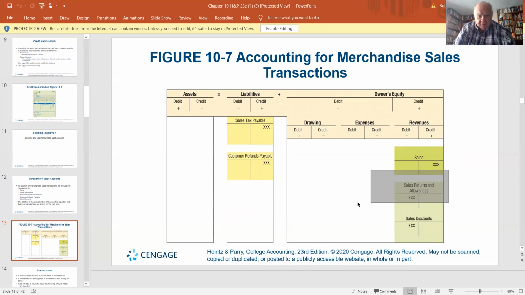And again, coming back to the customer refunds payable, we're not going to worry about that, okay? You're not going to get any questions like that on the test. There might be something on the homework, and we can work around that.